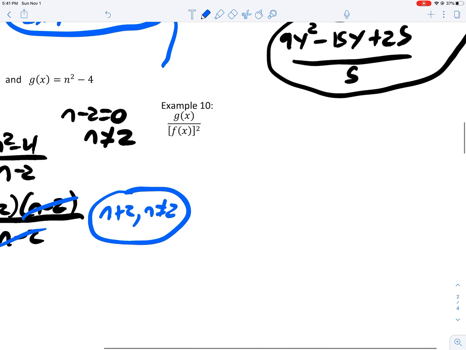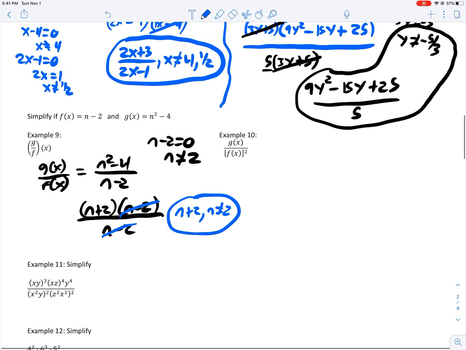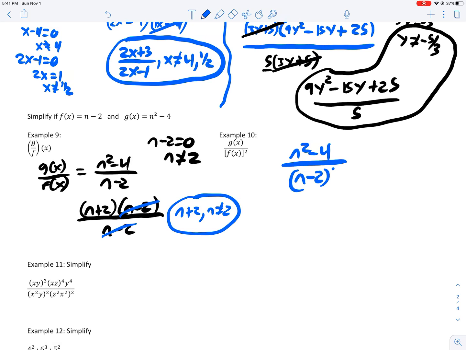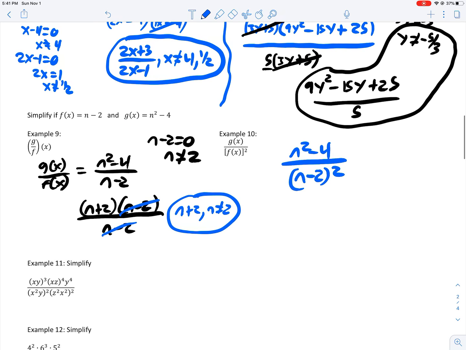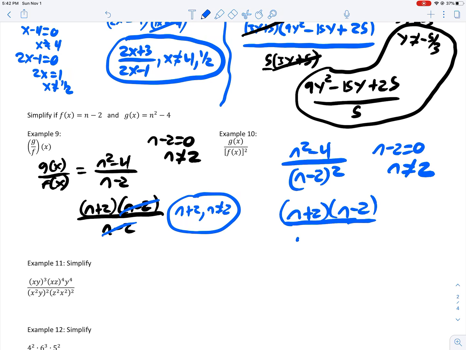Okay, number 10, same idea using the same information from 9. So g of x is n squared minus 4, and this says f of x, and you're going to square it. So n minus 2, that quantity squared. Same idea, what makes the denominator equal to 0? n cannot equal 2. So factor the numerator, that's n plus 2 times n minus 2, and the bottom is n minus 2 times n minus 2.